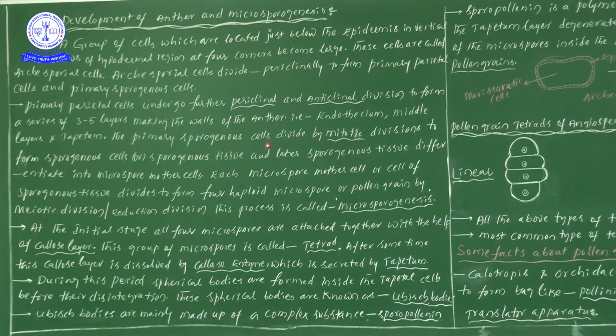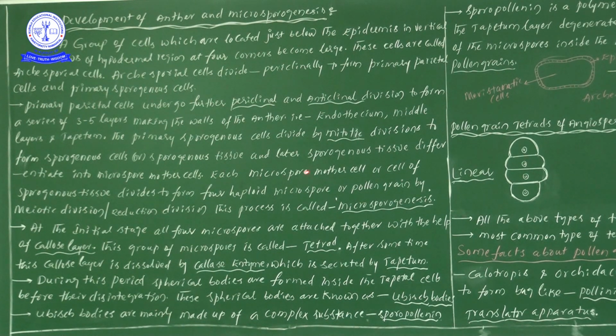The primary sporogenous cells divide mitotically. At that time, which formation takes place? Sporogenous cells or sporogenous tissue formation takes place. Later, the sporogenous tissue differentiates into microspore mother cells. The homogeneous sporogenous tissue will later be transformed or differentiated into pollen mother cells or microspore mother cells. So PMC or MMC, microspore mother cell formation takes place.